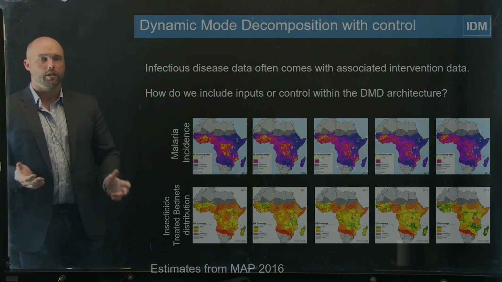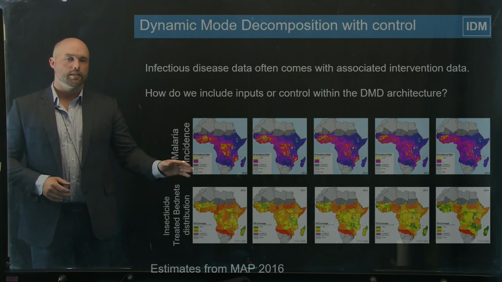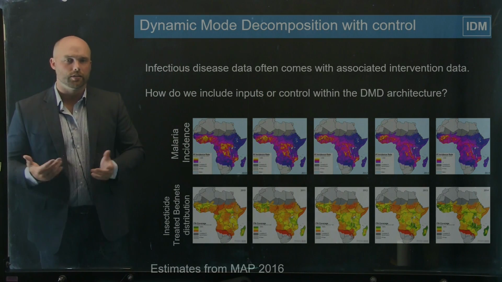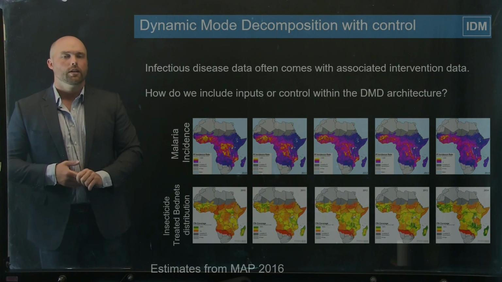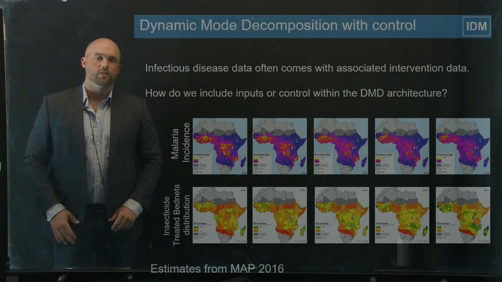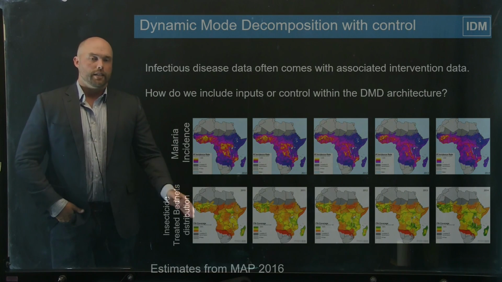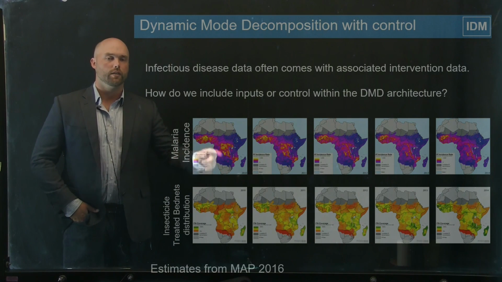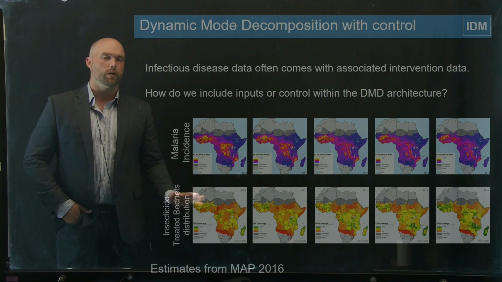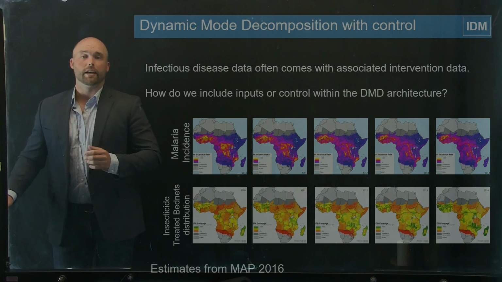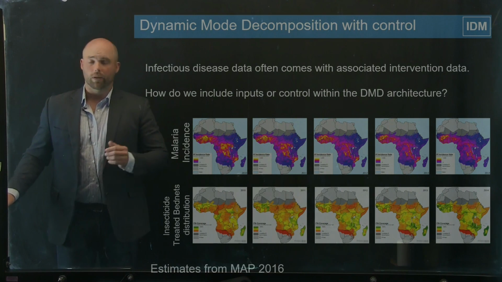As a second example, we can look at malaria. So this is malaria incidence in time. This is 2010 to 2015 in Africa, and these are estimates from the Malaria Atlas Project. On the second row, we have the insecticide-treated bed nets, which are interventions for malaria. And you see the distribution on the second row, indicating that not only is malaria evolving in time based on its own dynamic processes, but we're pushing on it with exogenous inputs. And these two are related, and we can't apply the standard DMD architecture without modifying it.